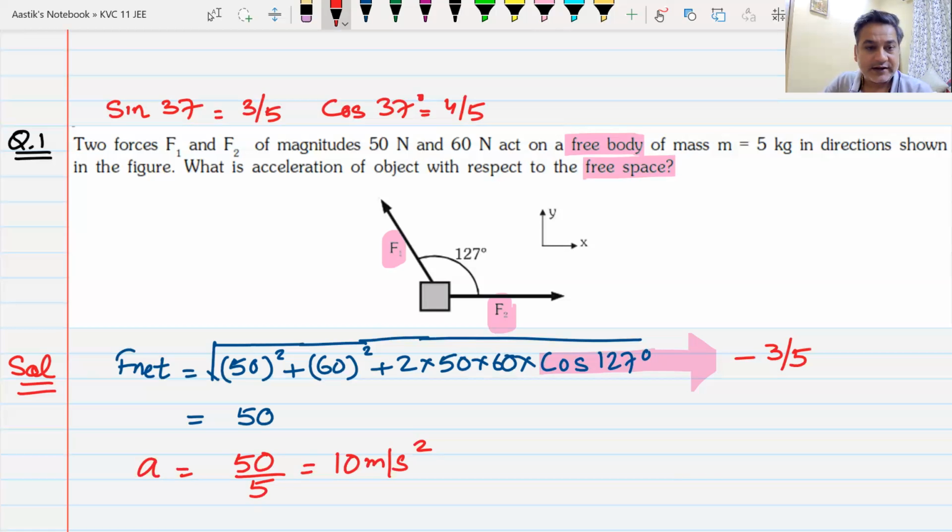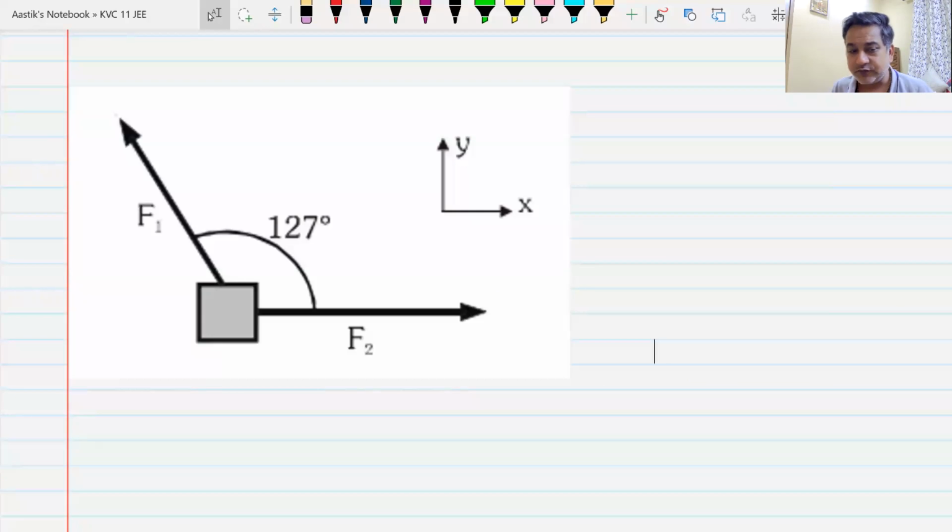Now let us look at a different way of doing the same problem. And in this different way, what will I do? I will show it to you. Don't worry. So everyone has noted this down? How did I do it in the first case? Now remember, that was a free body. It was free to move.